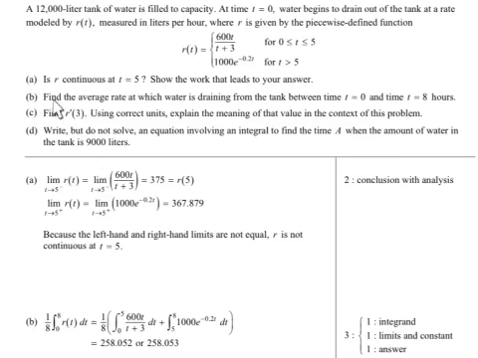Now, for B, find the average rate. Be careful of the word rate. The average rate at which the water is draining from 0 to 8. Now, is this function a rate? Yes, it is a rate already. So I want the average of this function. But it's from 0 to 8, so this is a little bit tricky. Aren't there two different functions?